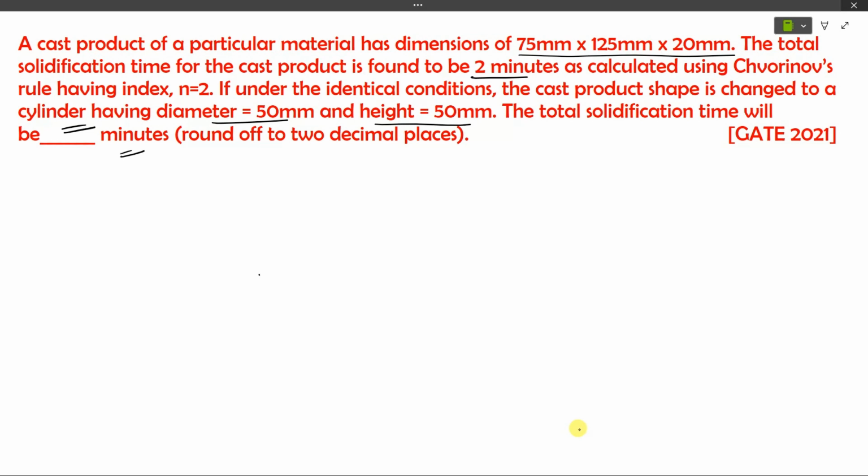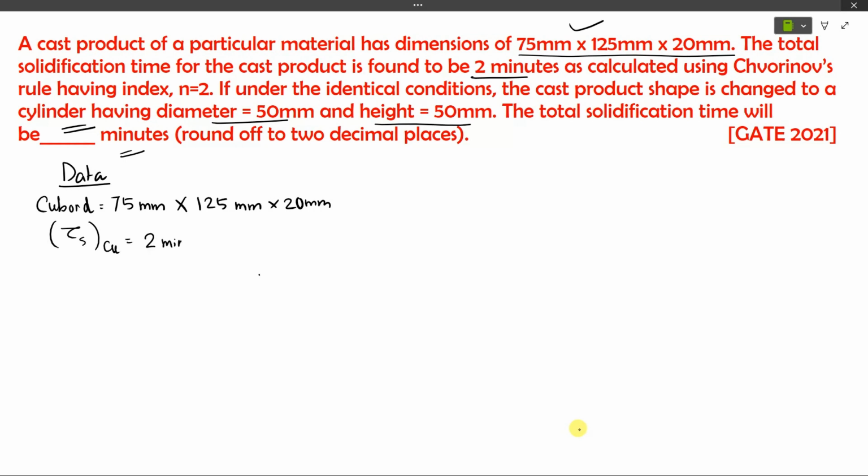Now let us write down the data first. The cast product actually is nothing but a cuboid in shape. So let us write down the dimensions of this cuboid: 75 mm into 125 into 20. And the solidification time for this is given as 2 minutes. Let's say this cuboid is denoted by Cu. The solidification time is given as 2 minutes, and the index is given as n equal to 2.